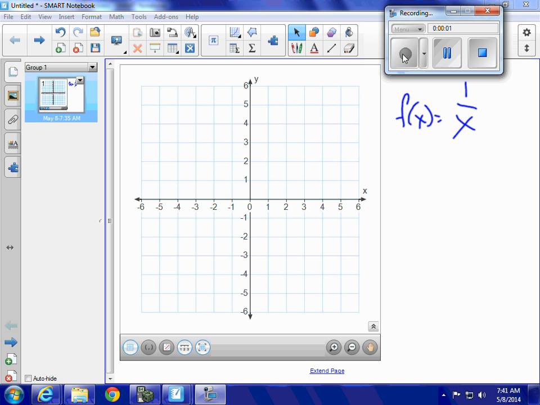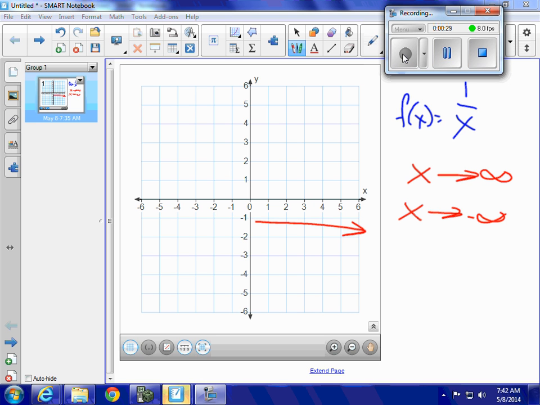I want to talk a little bit about horizontal asymptotes for rational functions. I'm going to start with the parent function of rational functions, it's 1 over x. A horizontal asymptote is what happens as x approaches infinity and as x approaches negative infinity. In other words, as our x's are getting larger, what's our graph going to look like? And as our x's are getting smaller, what's our graph going to look like?